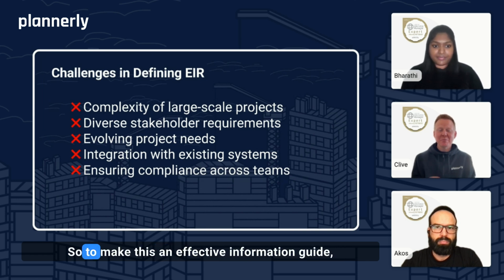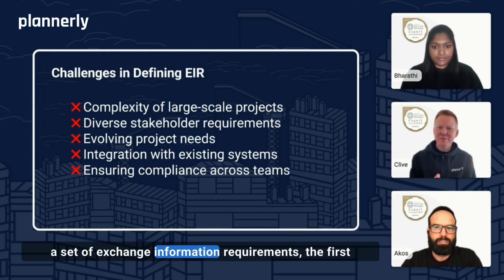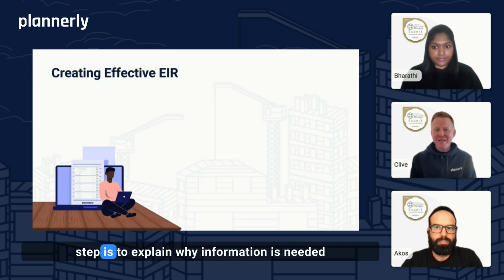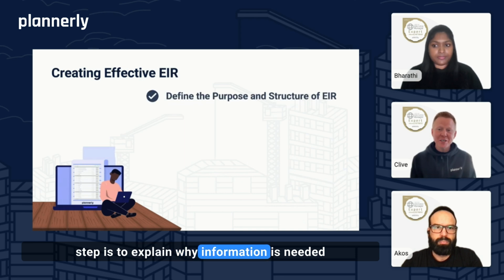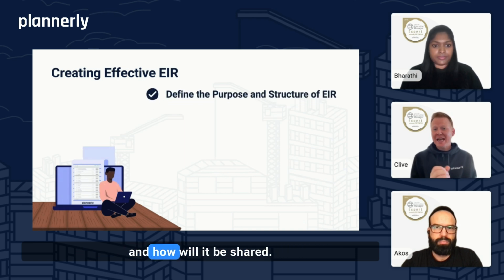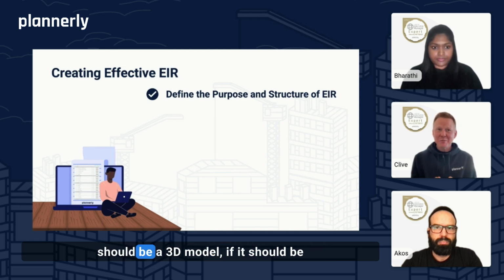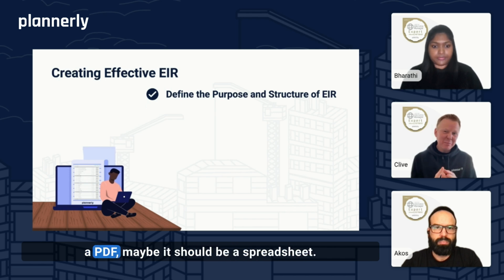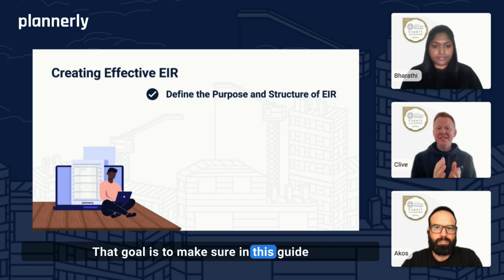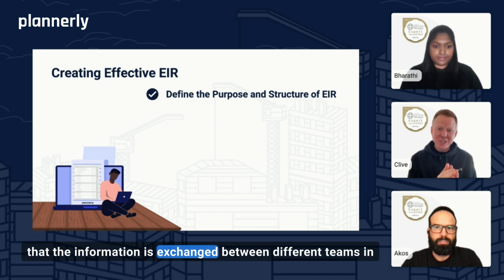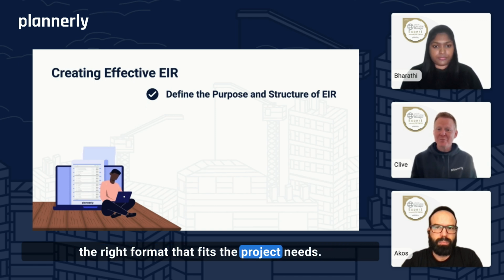Yep, absolutely. So to make this an effective information guide, a set of exchange information requirements, the first step is to explain why the information is needed and how it will be shared. For example, the guide might say if the data should be a 3D model, if it should be a PDF, maybe it should be a spreadsheet. The goal is to make sure in this guide that the information is exchanged between different teams in the right format that fits the project needs.